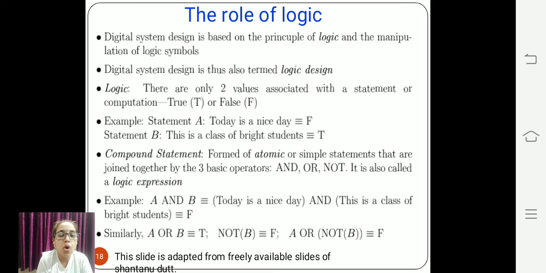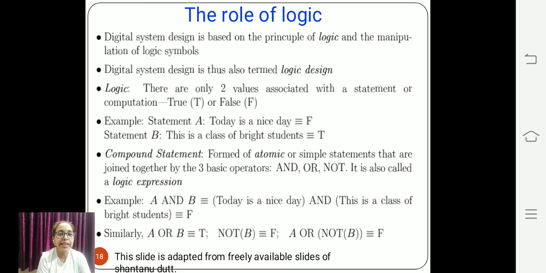I have written here not B. Not B means it is nothing but the complement or reverse of B. B is "this is a class of bright students," so I can replace B with that. Not "this is a class of bright students": its logic function is true, so its reverse is false. So I have written here false.